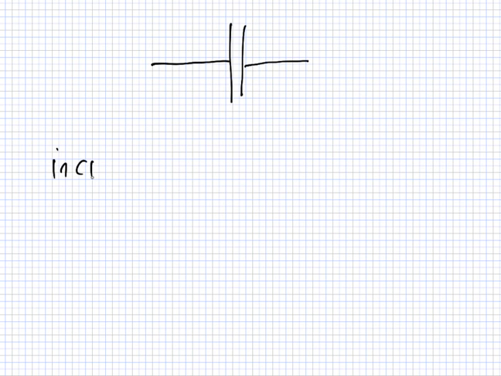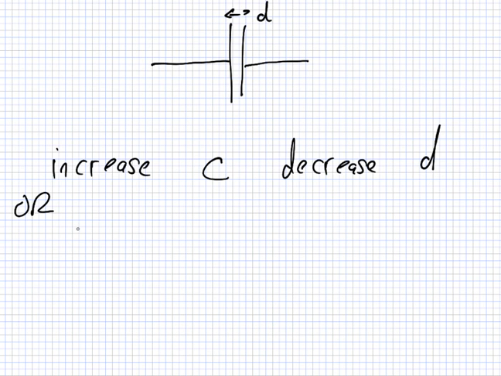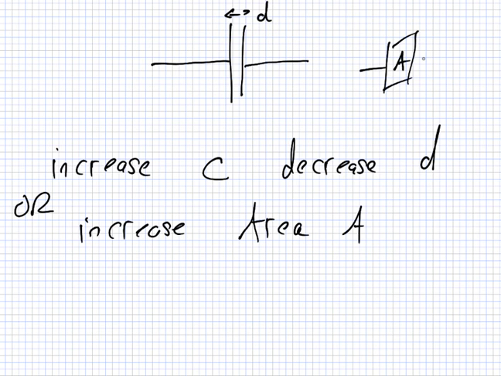So if you want to increase the capacitance, then you need to decrease D, the distance between the two copper plates. Now, Ibrahim, it is true though that if you make the plate bigger, you do increase the capacitance. If you make the area bigger. So another choice is to increase area A. So by area I mean, if I draw this here, this is what I mean by area A.